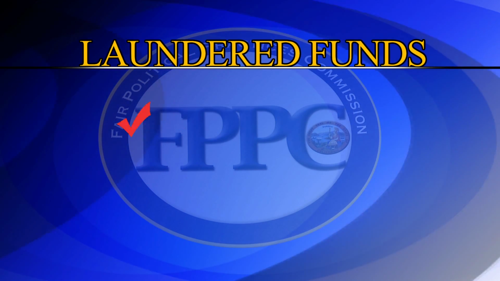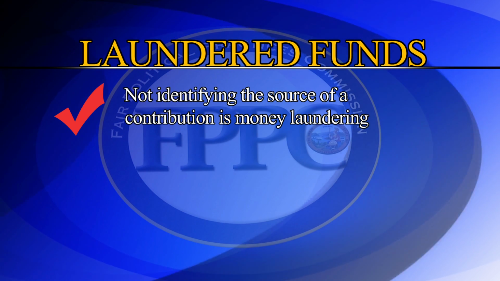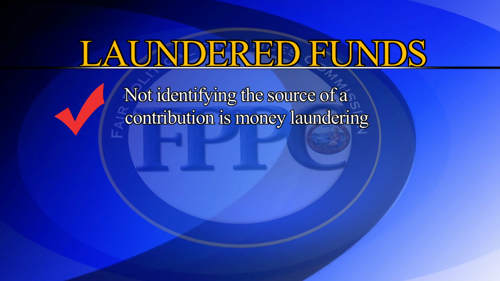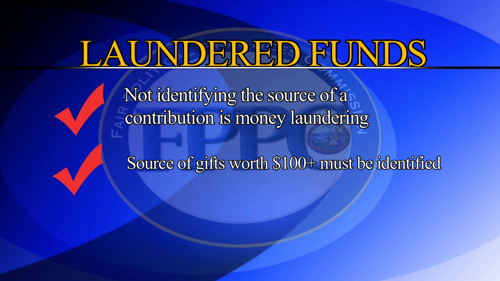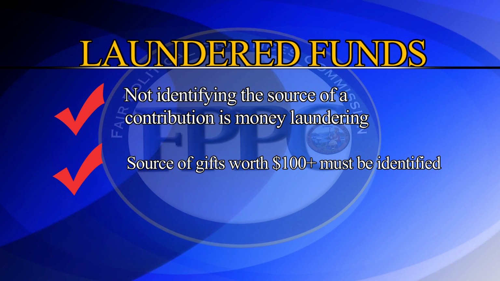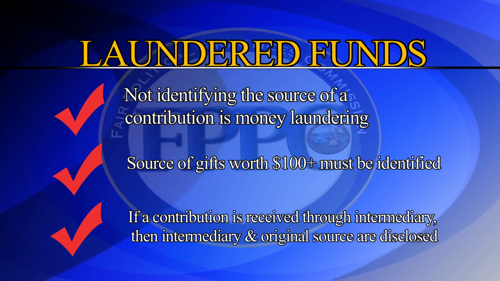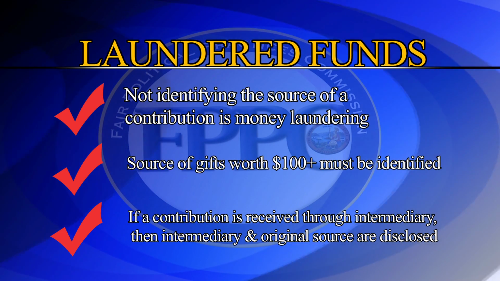If the true source of a contribution is not identified, it is a practice commonly known as money laundering, and therefore a major violation. So, if you receive a gift of $100 or more from a single source, then that source must be identified. Furthermore, if a contribution is received through an intermediary, then both the intermediary and the original source must be disclosed.